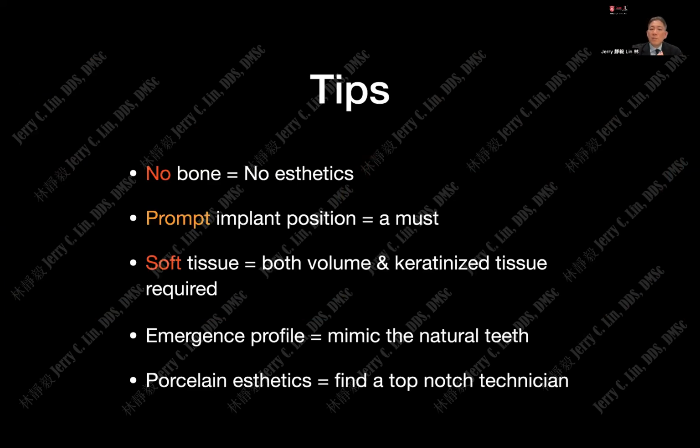So the tips for this type of patient: no bone means no aesthetics. So we need to build the bone. It's the foundation for aesthetics. And proper implant position is a must. So it's very important to use whatever it takes, the guide or navigation, guided surgery, to have a good implant position. And for soft tissue, we need both volume and keratinized tissue. Both of them are very important. And for the emergence profile, we just mimic the natural dentition.